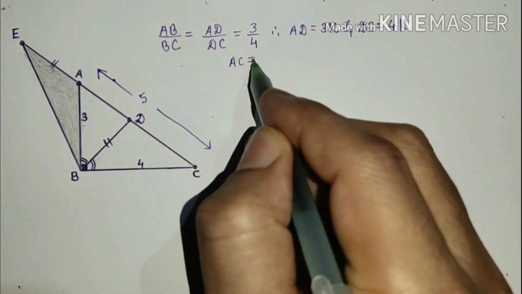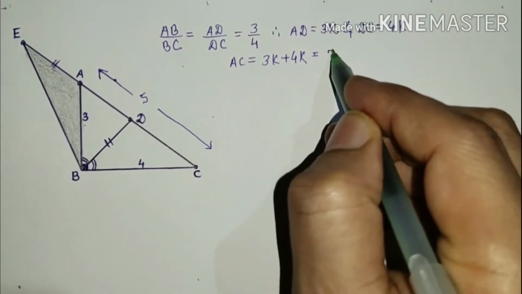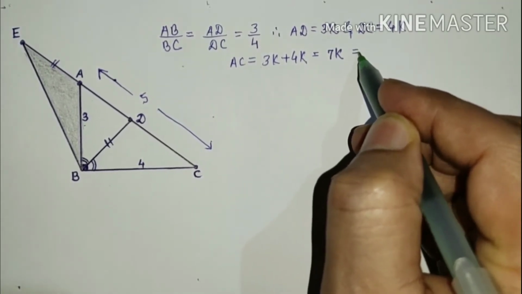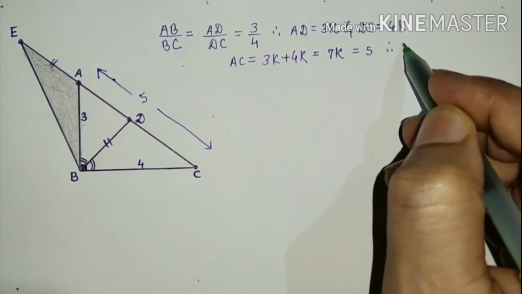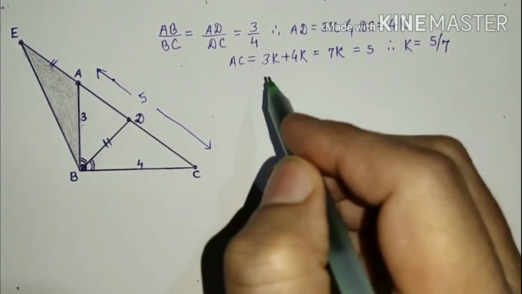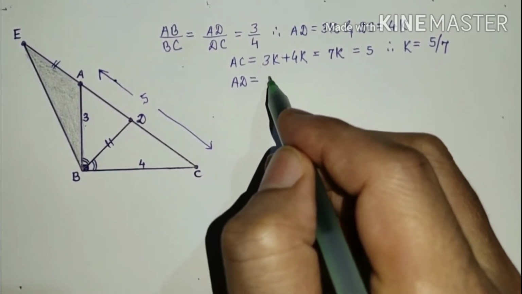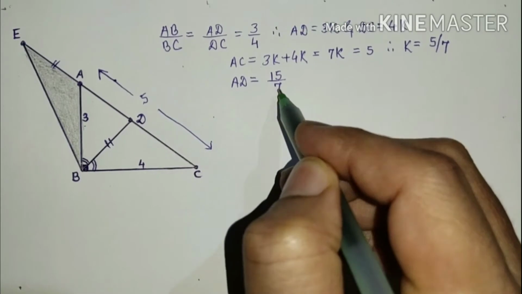So AC is equal to 3K plus 4K, which is equal to 7K. But this AC is equal to 5, so therefore we can find K, which is equal to 5 by 7. And hence AD, since AD is equal to 3K, so 3 into 5 by 7, which is 15 by 7.